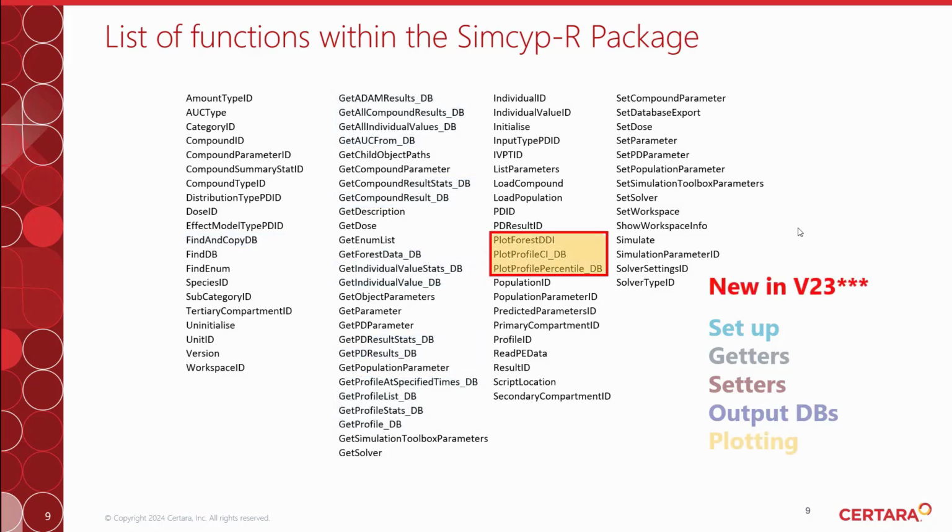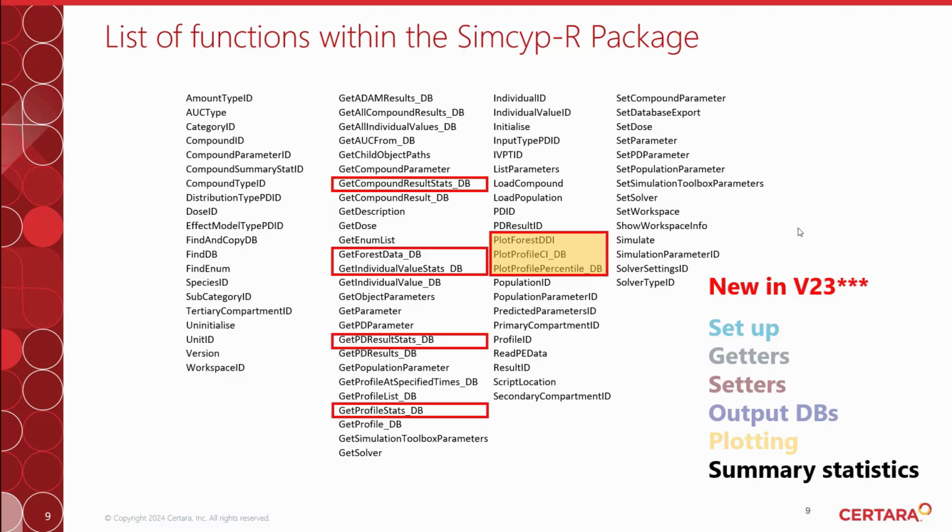The next group of functions are the plotting functions. These functions were added in version 23, and we can see that we've got three functions. The first is the plotForestDDI function, the plotProfileCI_DB function, as well as the plotProfilePercentile_DB function. The use of these functions is to create plots of your Simcyp simulations.